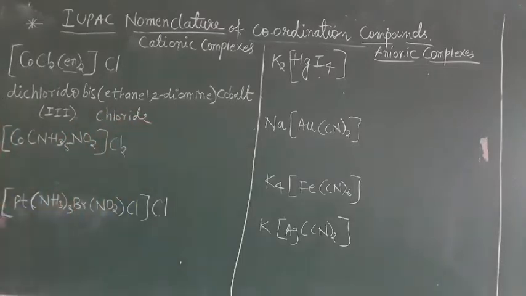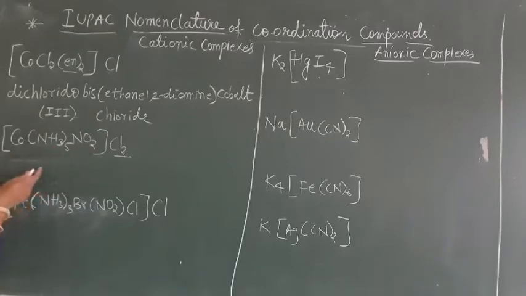The second one here is also a cationic complex. This is the anion; it is a complex cation and a simple anion. So what will we write for the name? There are 2 ligands here. This is amine, and this is nitrito-N, or simply we can say nitro. So what will the name be?